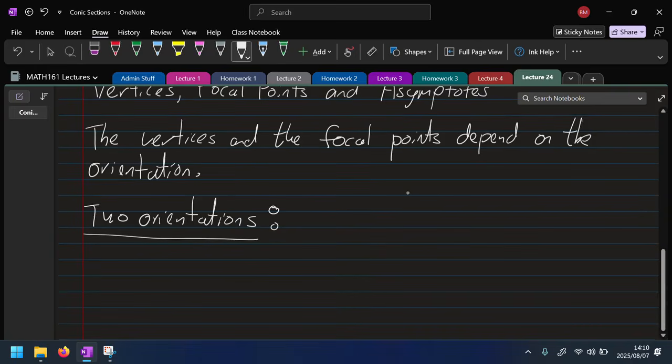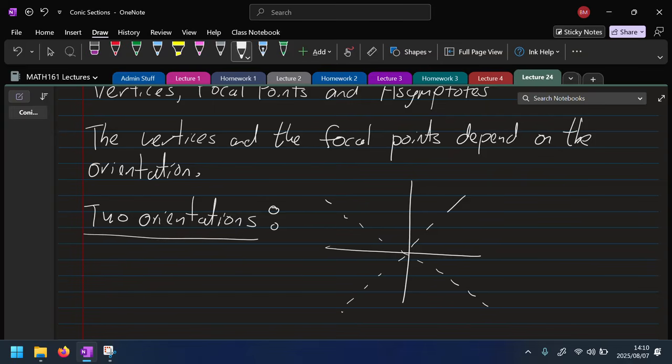So we have the one orientation where it goes left and right. So that will look like this. Okay, so we got our asymptote lines, and then the hyperbola will go left and right in those asymptote lines. So you end up with something like that. So the focal points and the vertices will then be along the x-axis. So we can put that in blue here. So we got the vertex and the focal points, and we got the vertex and we got the focal points. Okay, so that will be along the x-axis.